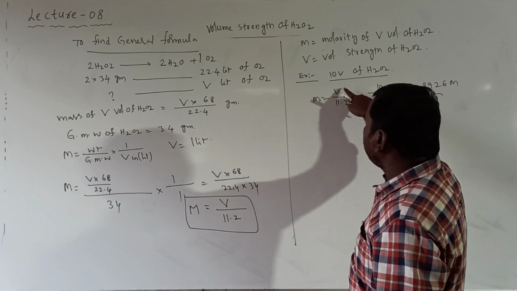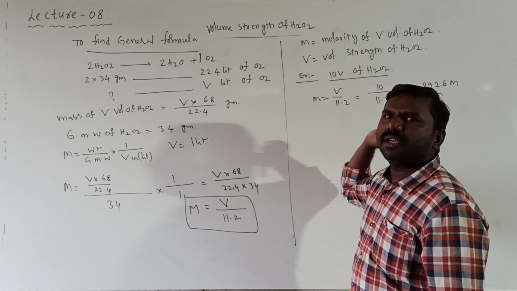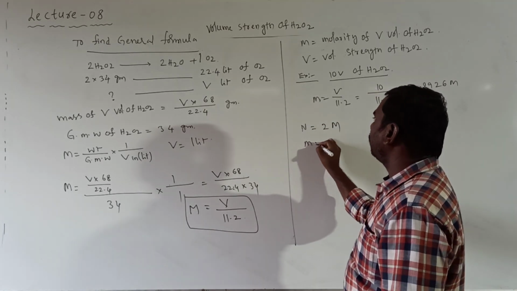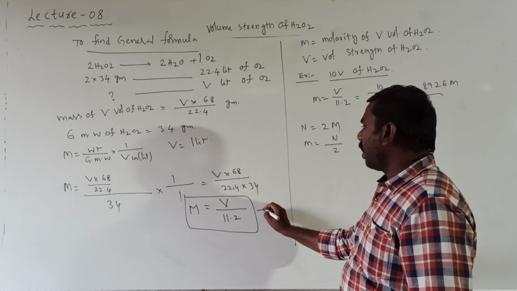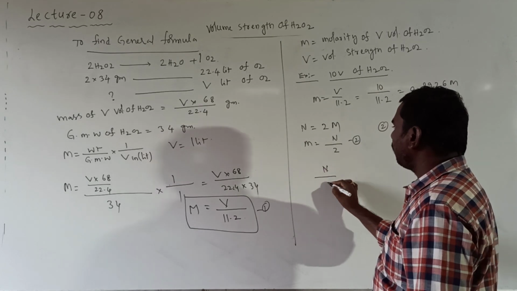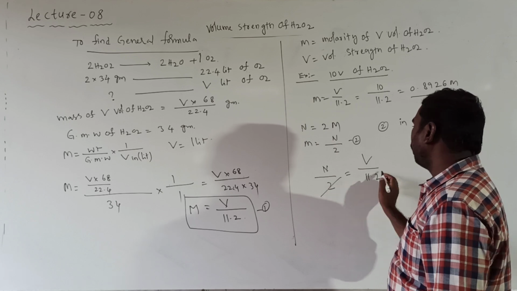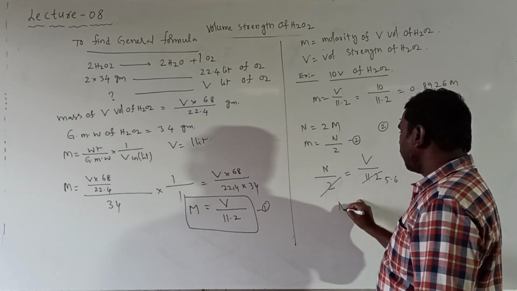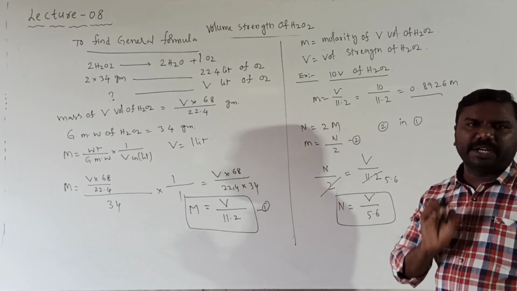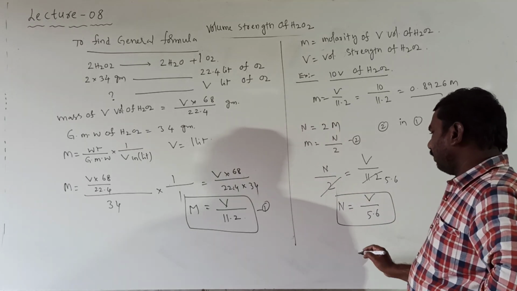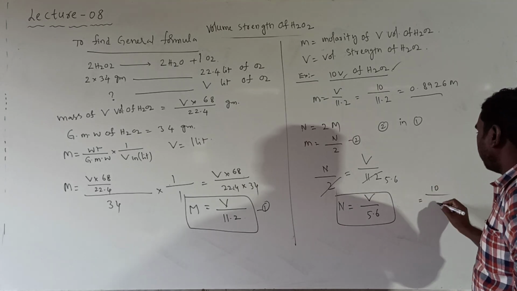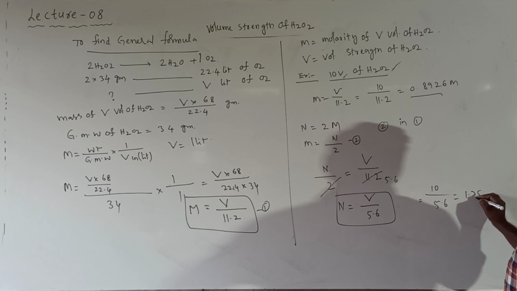Next, if they give volume strength, you can find the molarity. If they give molarity, you can find the volume strength. Easy. Normality equal to 2 into molarity, so molarity equal to N by 2. This is 1, this is 2. Substitute 2 in 1. Clear, all of you? Then molarity is replaced by normality by 2. Volume by 11.2 becomes 5.6 times. Then normality equal to V by 5.6. It means if volume strength is given, you can find normality. For example, 10 volumes of H2O2 normality: 10 by 5.6, so it is 1.75 etc.